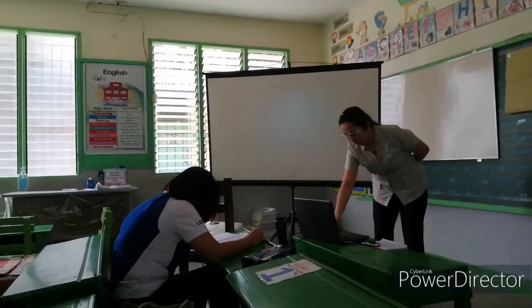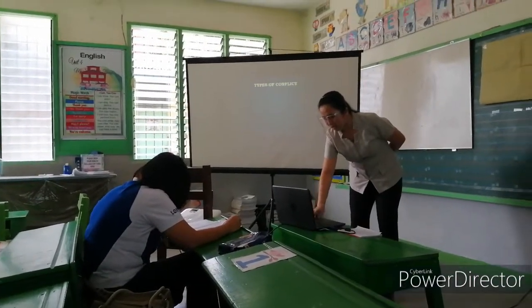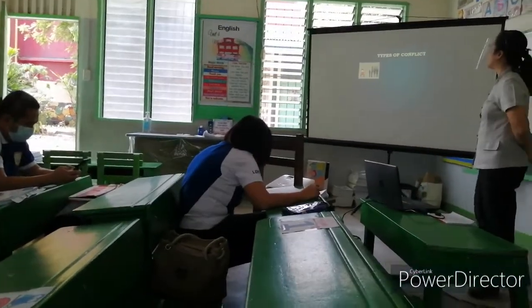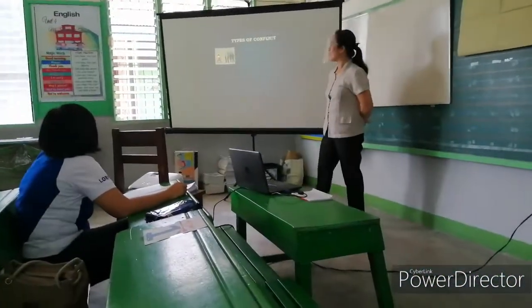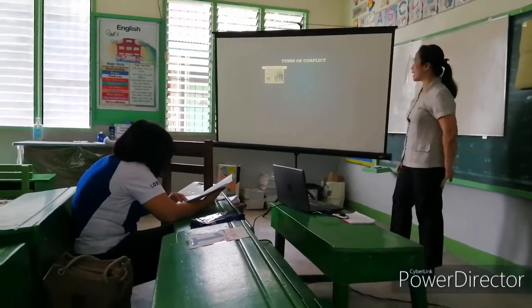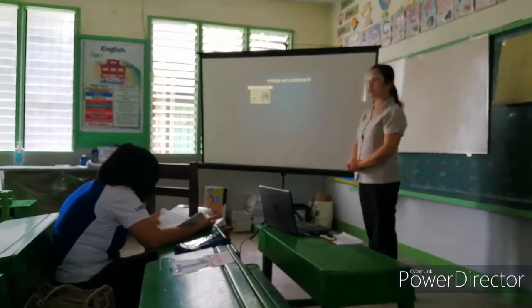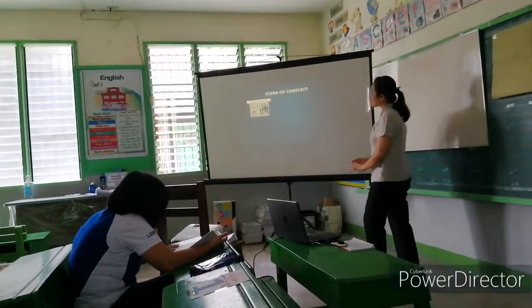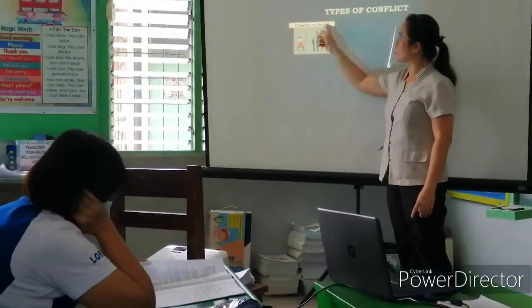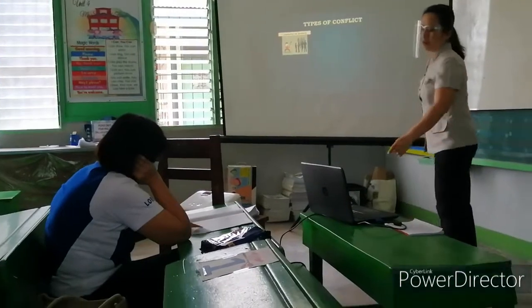Okay, let me find out if you remember them. Kindly identify the picture. What type of conflict does the picture show? Character versus society. Okay. Let us find out if it's correct. Okay, great job, Herbert. It's character versus society. Why is this character versus society? Because the character has a struggle or conflict with a group of people.